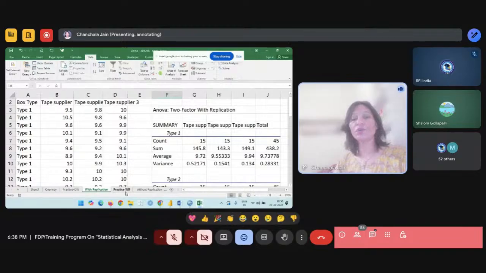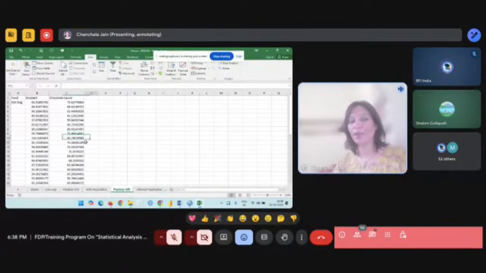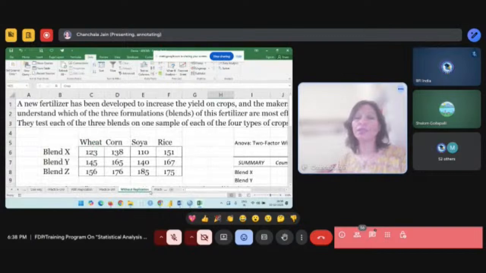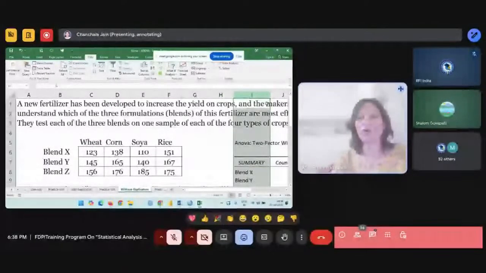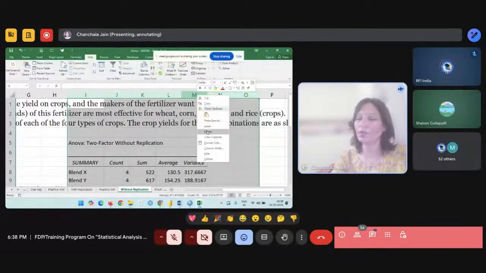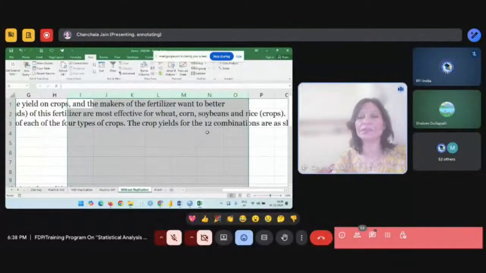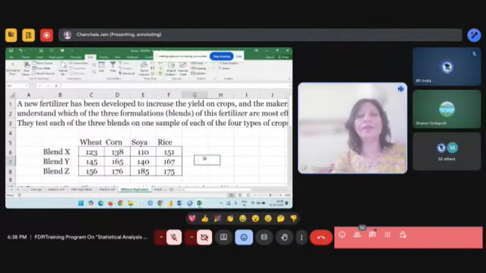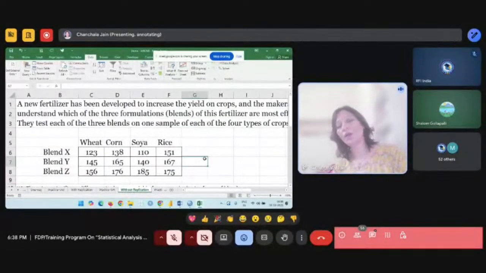The next sheet is for practice purposes, which you can do on your own. The last sheet is without replication. In the without replication sheet, you can see there is a problem given for all of you. I'm expecting you to please read the problem in 5-10 seconds, and then we will perform the ANOVA on the problem. So read it.